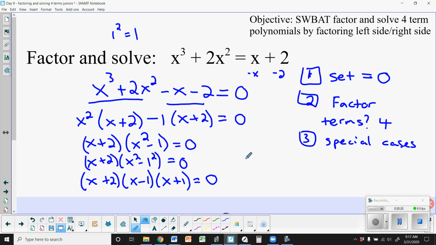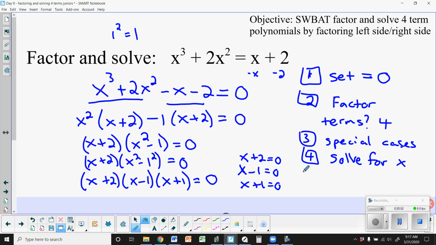So x plus 2 equals 0. Oh, and then our fourth step, that's what we're doing right now, is we are solving. Solve for x. So x plus 2 equals 0, x minus 1 equals 0, and x plus 1 equals 0.